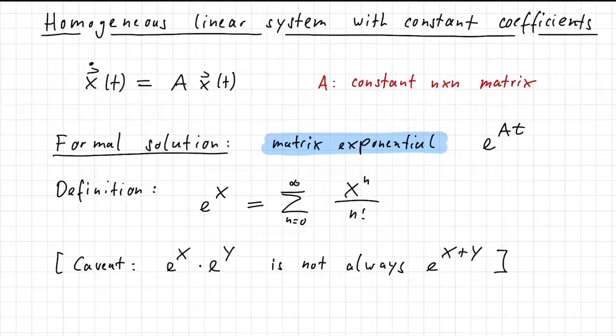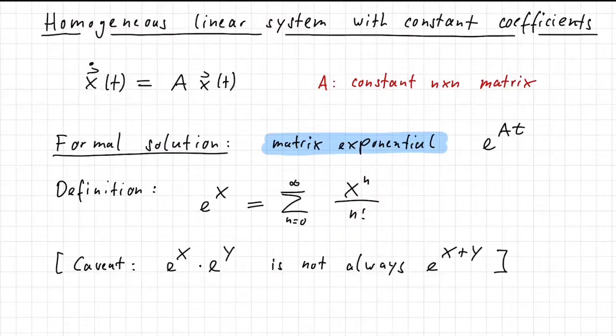There is a thing that I have to warn you about when you see this matrix exponential, and that is that for matrices, the exponential function doesn't always behave like you know it from real or complex numbers. For example, when you have e to the power of x times e to the power of y, this is not always e to the power x plus y. It actually only is for matrices that commute. But we'll not go into these subtleties here, but it's always good to keep that in mind when you see the matrix exponential.